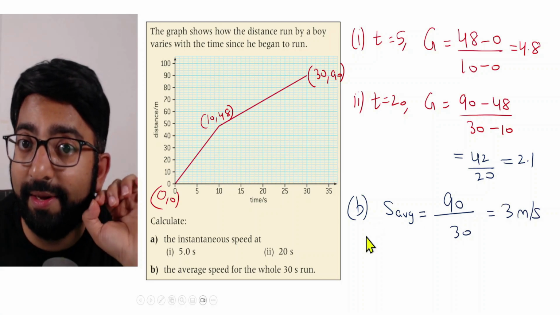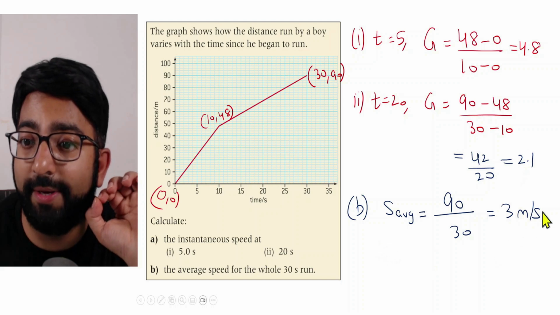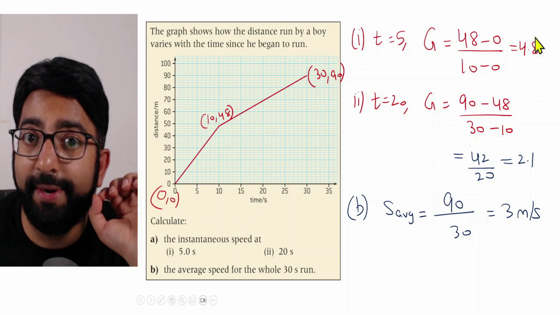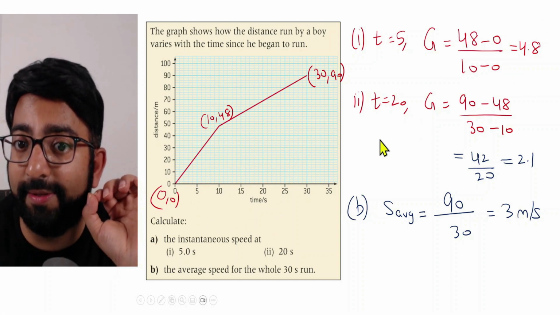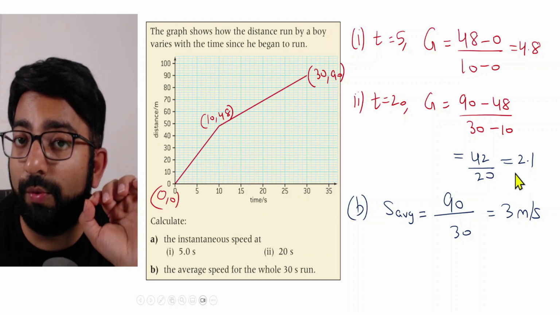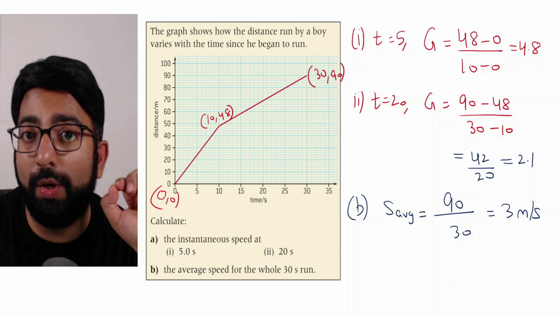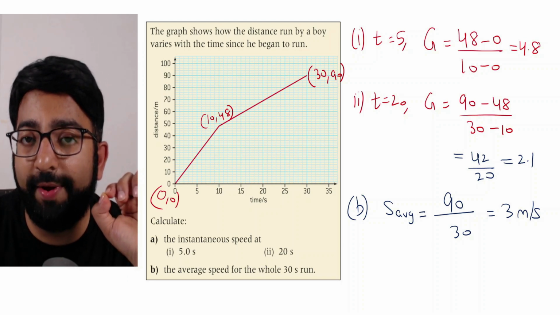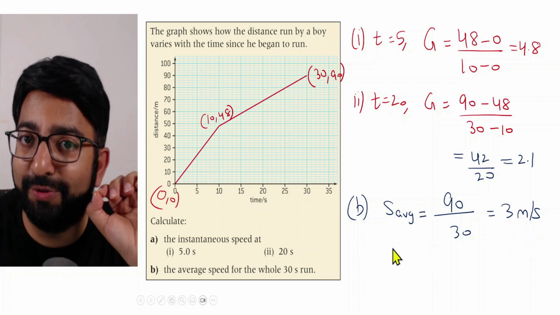And now you can clearly observe that the value of instantaneous velocities are not the same as the average speed. For the first 10 seconds, the instantaneous speed is 4.8, so it was moving faster as compared to the next 20 seconds when the boy was moving with a 2.1 meter per second speed. But if you analyze the complete motion, what will be that one constant speed with which we can assume that the boy is moving? That is called the average speed, which in this case will be 3 meters per second.